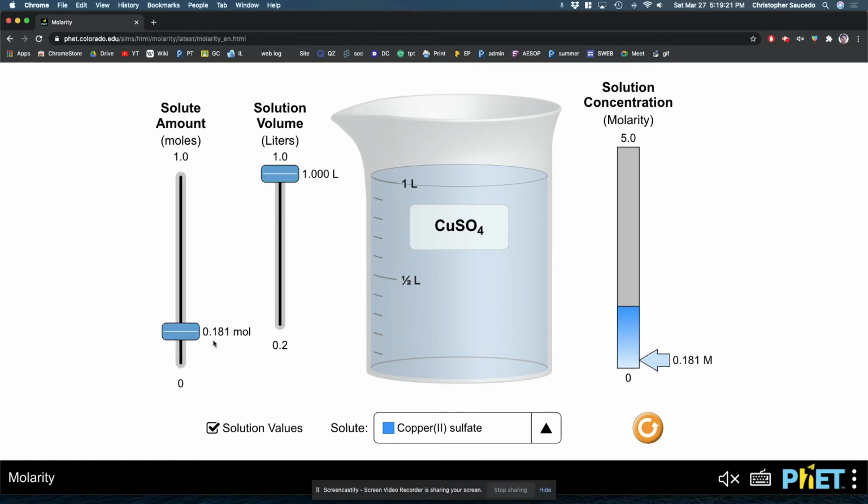The nice thing is that if you take the number of moles and you take your solution in liters, you get the molarity of your solution. So you can see that.